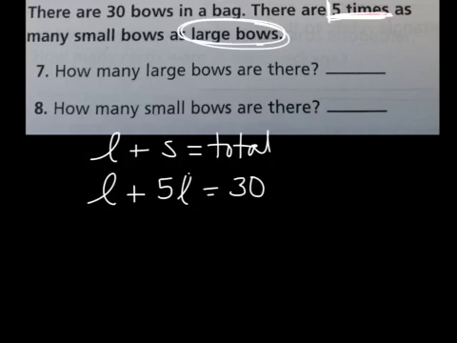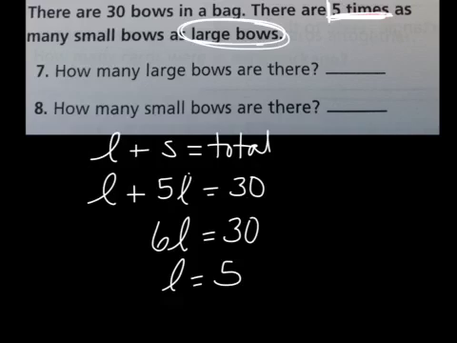1L plus 5L is 6L equals 30. What times 6 equals 30? We know that's 5. So there are 5 large bows. We have to take that 5 and multiply it by 5 to get how many small bows there are, which means there are 25 small bows.